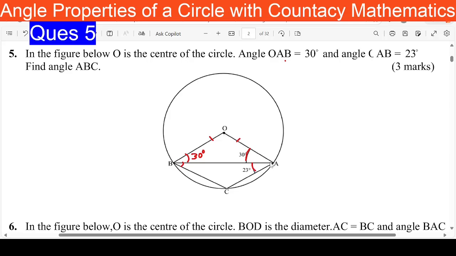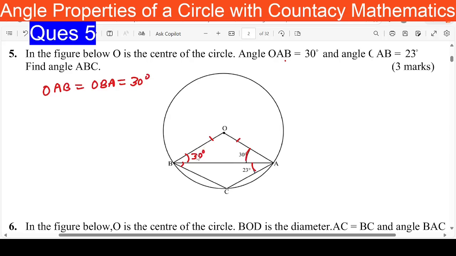That is OAB, it is equivalent to OBA, and that is equivalent to how many degrees? To 30 degrees. Therefore, that's the value for that.